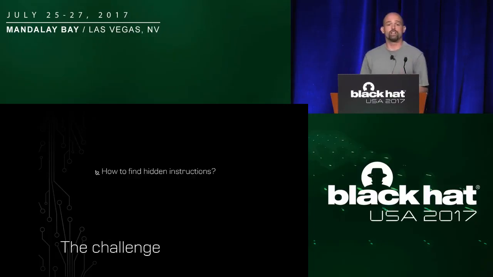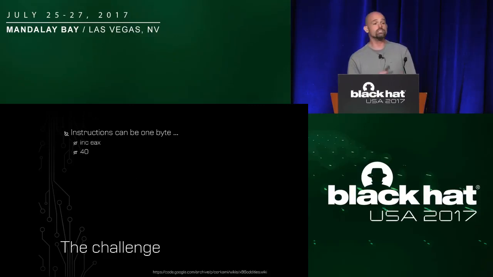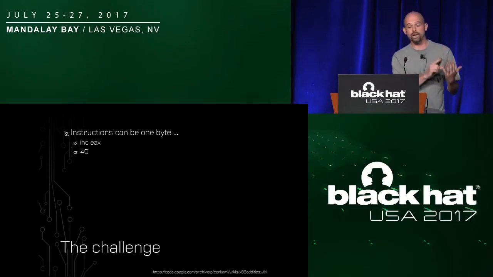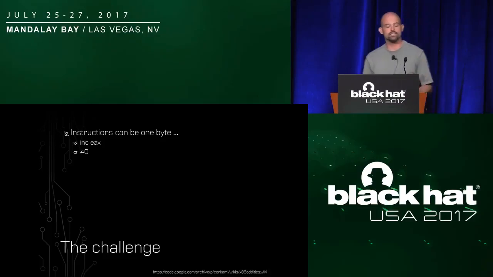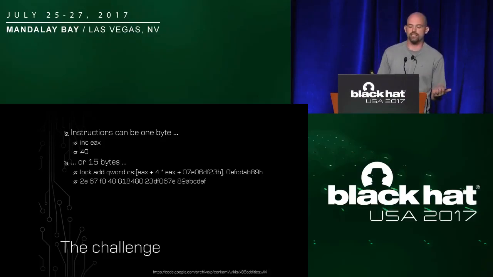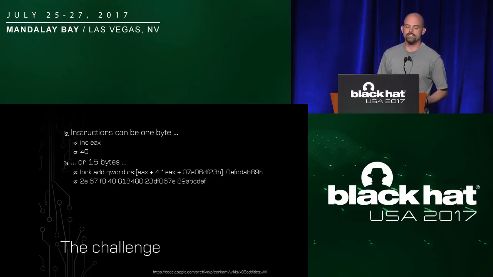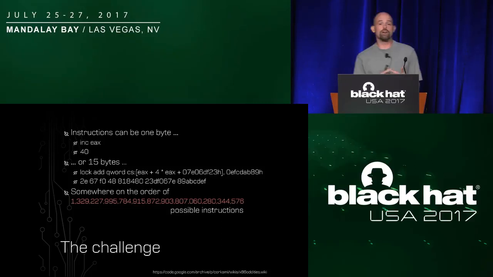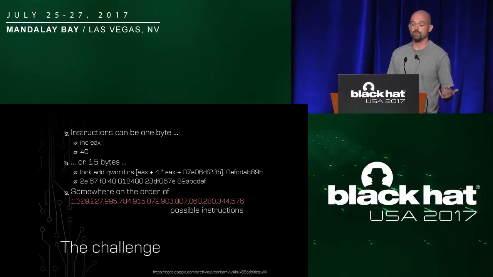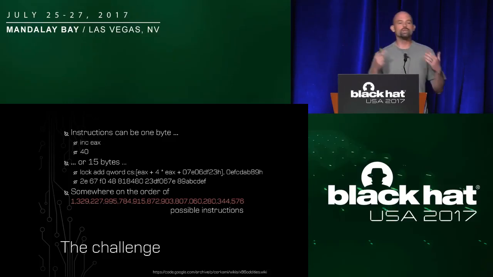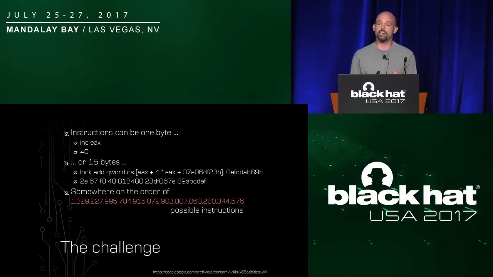So how do we find hidden instructions in the x86 architecture? There's a unique challenge in x86, namely that instructions in x86 are very complex. They can be either 1 byte long, so for example, increment EAX is a 1 byte instruction, just hex 40, or they can be up to 15 bytes long, so lock, add, keyword, CS override, some complicated address, some complicated immediate value is a 15 byte instruction in the x86 architecture. So if you look at a worst case scenario of how many instructions could there possibly be in x86, if we just say what if all instructions are 15 bytes long, the maximum length, it's somewhere in the order of 1.3 undecillion possible instructions. That's a really, really unfathomably large search space, right?